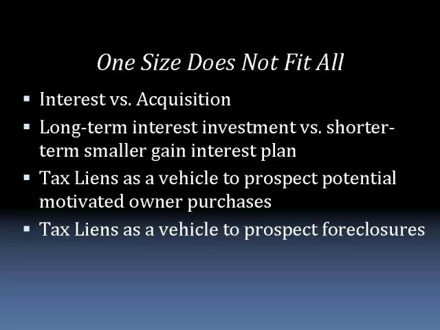At the same time, you have to look at the redemption periods. The longer the redemption period, the more long term you can look at it as, and the shorter the redemption period, the more short term. And to understand that tax liens can be used as a wonderful vehicle to find motivated sellers, and also to prospect for foreclosure properties. It has all of these pieces, right?